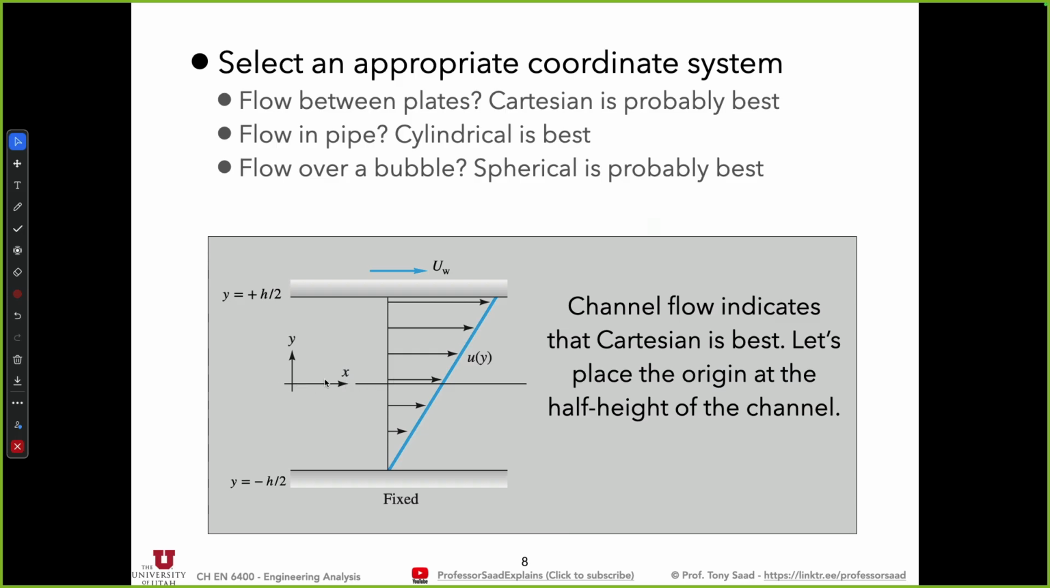If I choose to put it in the middle, then my x-axis starts somewhere here in the channel. My y-axis is 0 at the middle. I have minus h over 2 at the bottom and h over 2 at the top. Remember, the channel height was h. That was given to us.